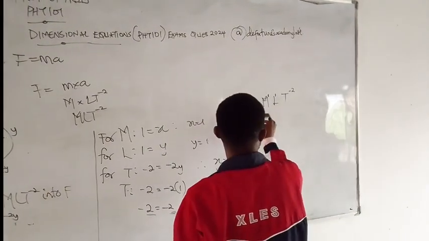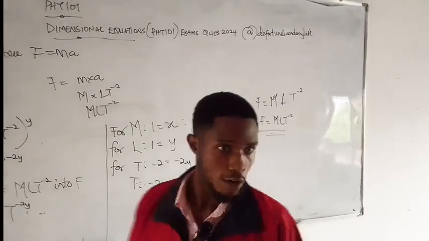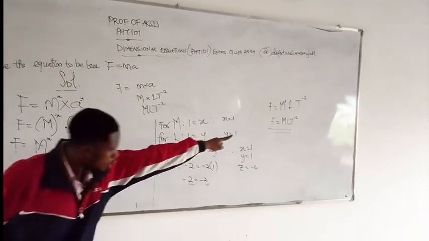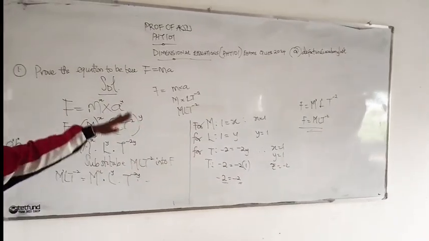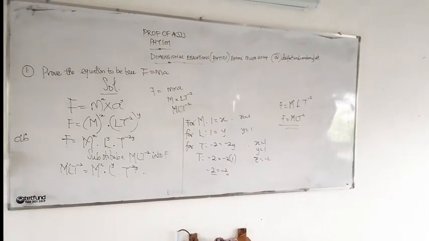If I join this, I have F is equals to MLT minus 2. This is the formula for force. So it proves that the formula is correct. This is what you're going to be doing. So take that down. Let's get one more question.